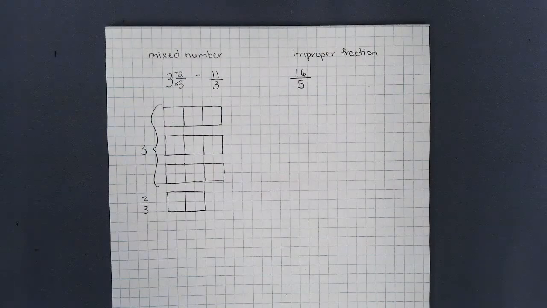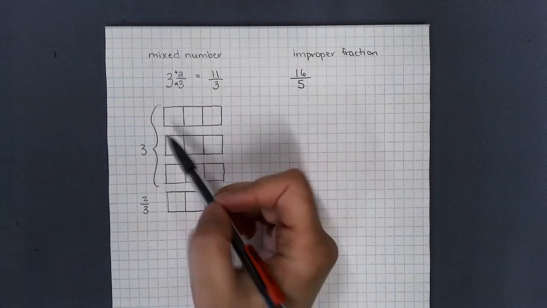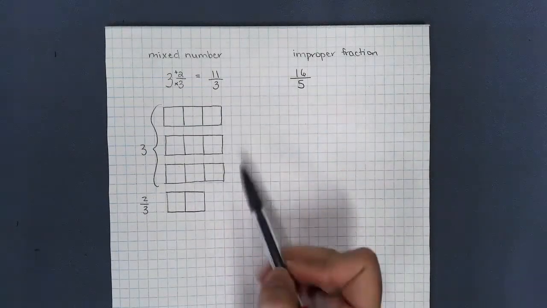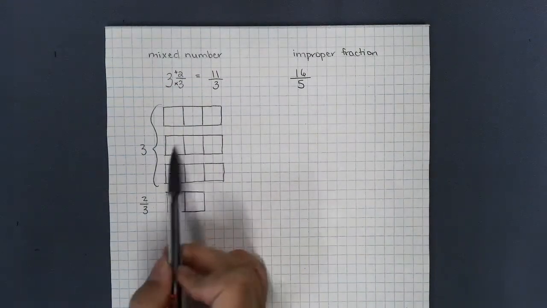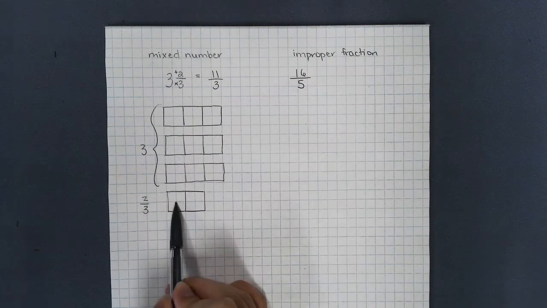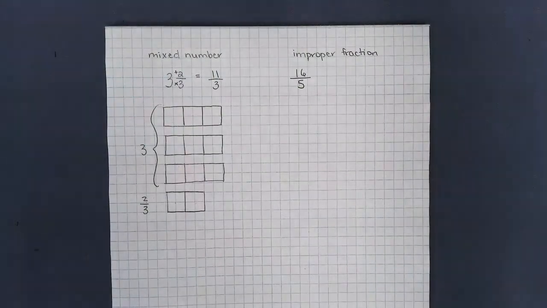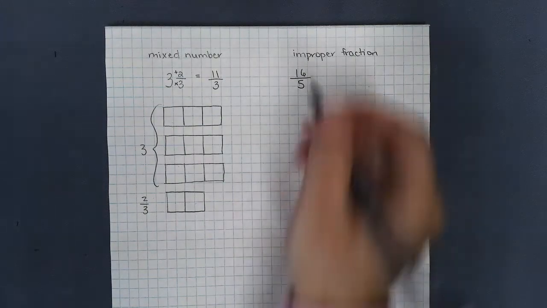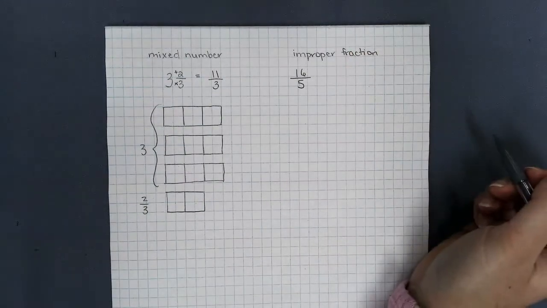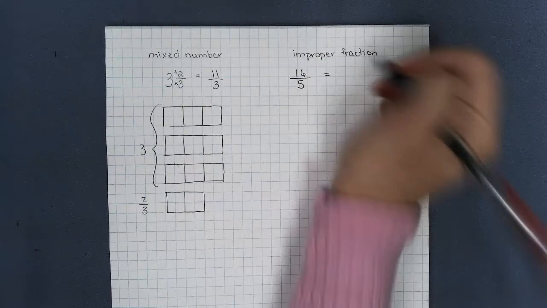And now that I have my whole number divided up into thirds, I can count how many thirds I have in total. So I've got 3, 6, 9, 10, and 11. So that's where the 11 is coming from for the numerator. This visualization might help you to see why we do that process. Here we have 16/5, and it's really easy to convert the other way as well.